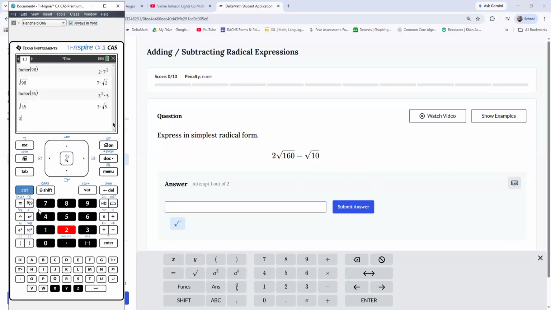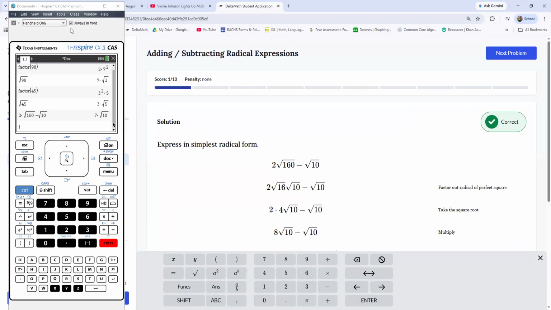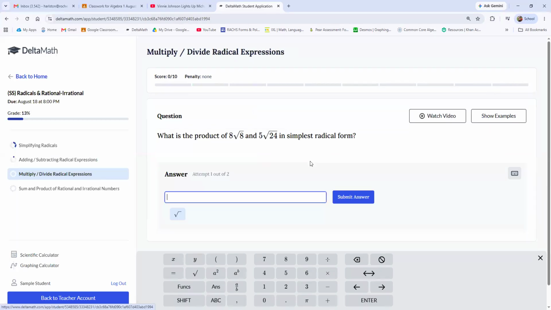So this will be 2 square root of 160 and then minus the square root of 10. And then that'll be 7 square root of 10. So that's what we got here. So it'll simplify the radicals for you. Boom, done. Let's go and look at multiply. Same thing. What is the product of 8 square root of 8 times 5 square root of 24?